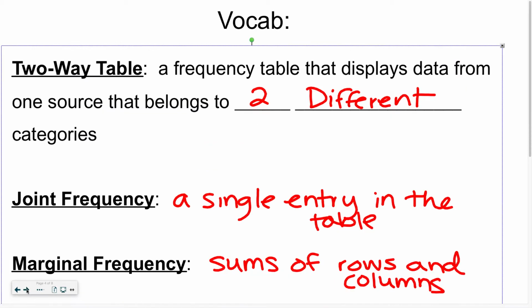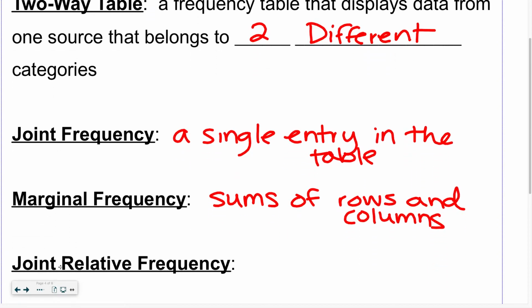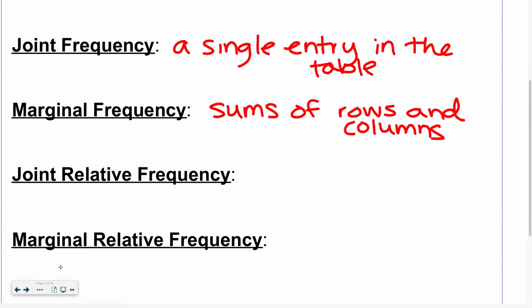Now, notice that the next two words, and this is where it gets difficult when you're taking a prob stats class, are almost exactly alike, except they have the word relative, right? So what's a joint relative frequency and a marginal relative frequency related to joint frequencies and marginal frequencies? What the heck? Okay. Well, the key word here is relative.